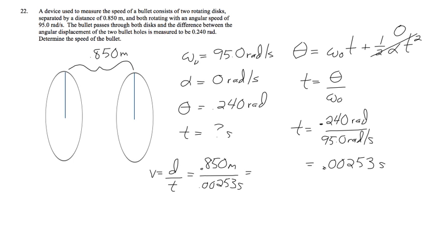Using the idea that things rotate, if we have them rotating and starting at the same point where the mark is here, and later on it's there, there's an angle difference, and from that angle difference I can get the time. And what do you get for that? 336.4, so 336 meters per second. And that was number 22.